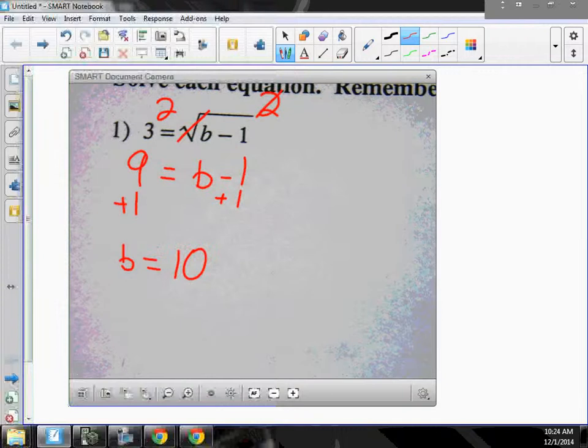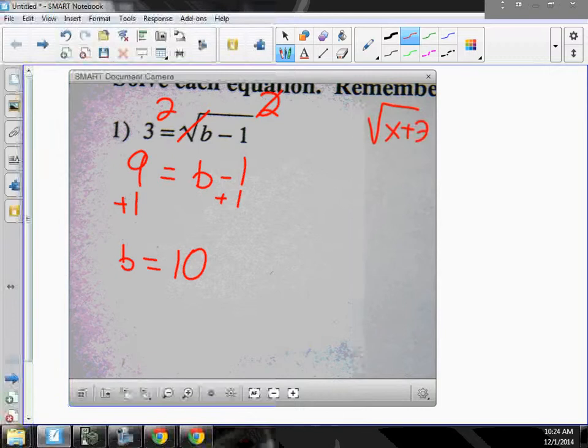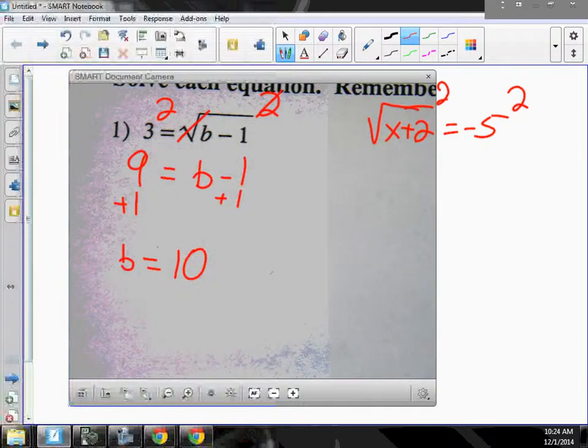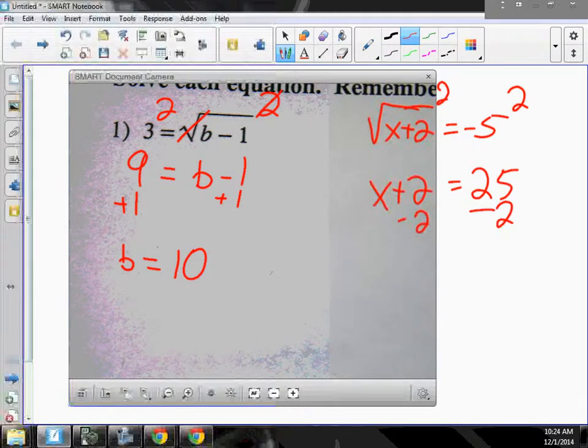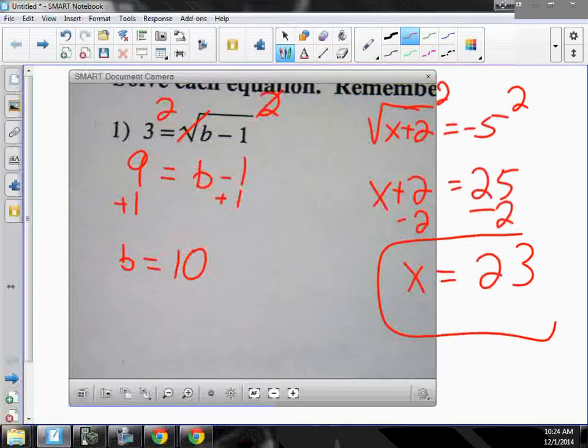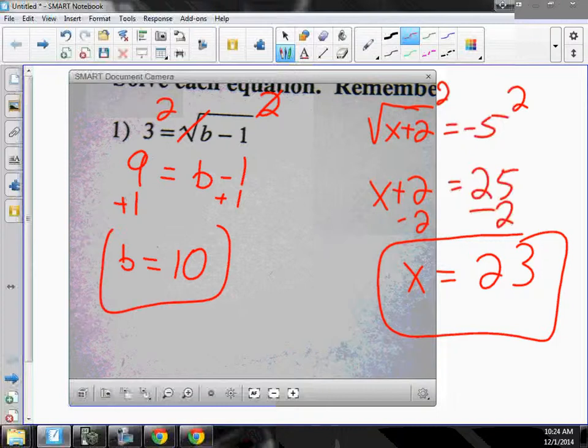Okay, now put your pencils down for a second. I want to show you another problem. What if I had the square root of x plus 2 equaled negative 5? I would square this and square this. X plus 2 equals 25. And I would subtract 2 and subtract 2. And I get x equals 23. And that looks good, just like we ended up with an answer.